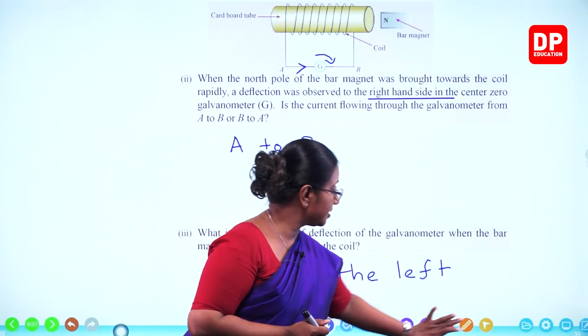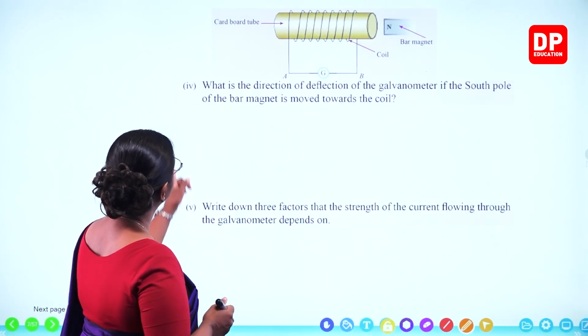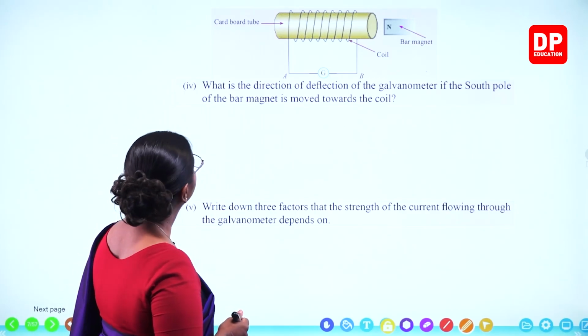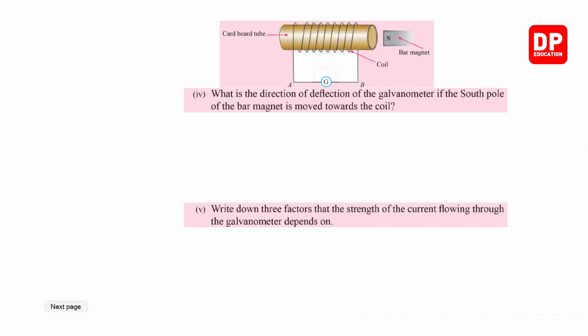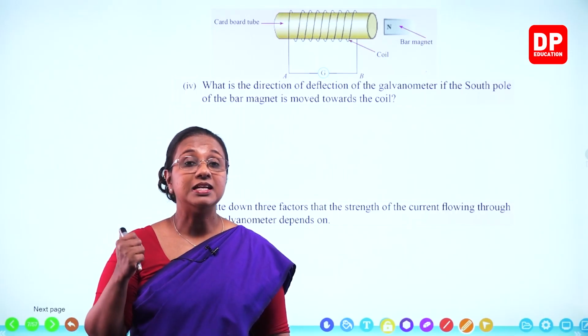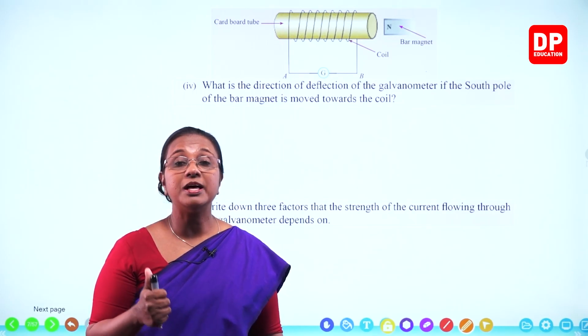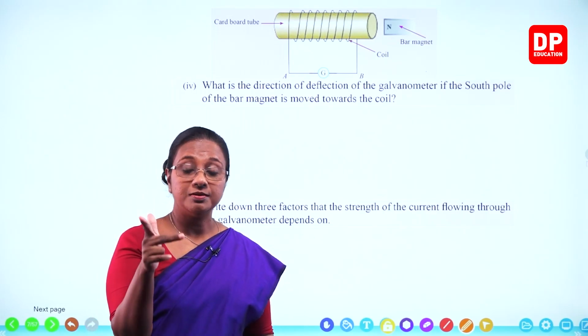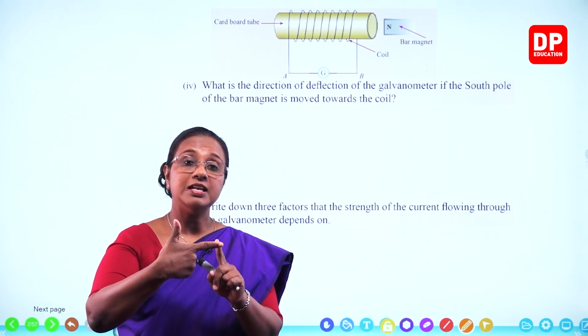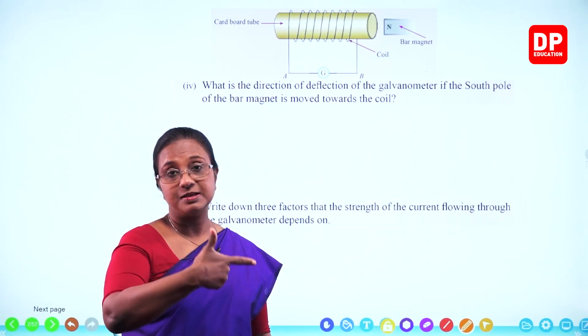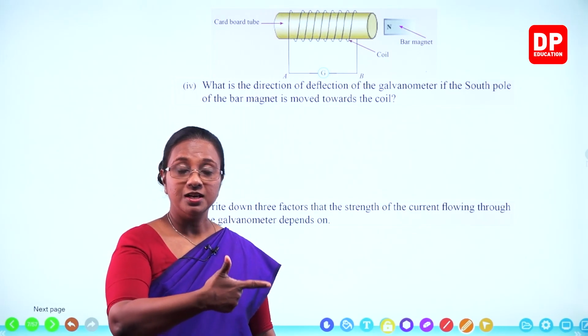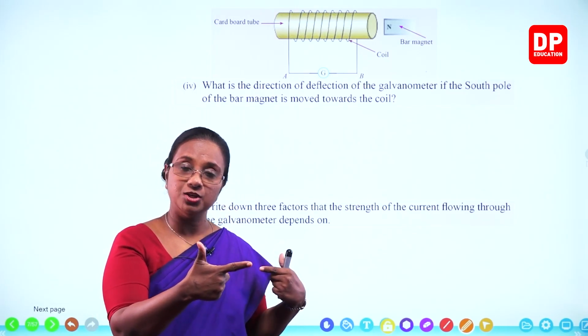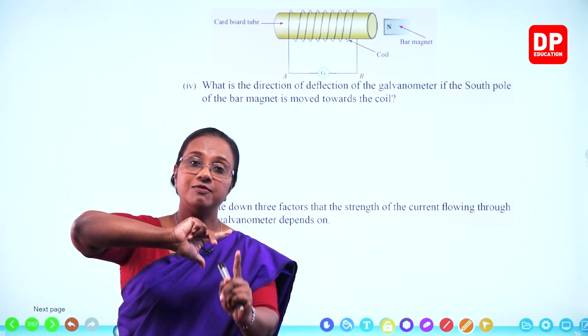So, these are the two parts. Then the fourth part of the same question, you have the same diagram. What is the direction of deflection of the galvanometer if the south pole of the bar magnet is moved towards the coil? You can remember the direction of the current flow depends on the direction of the magnetic field. We use Fleming's right hand rule. The middle finger is the direction of the current flow, the index finger is the direction of the field, and this is the motion. So, it depends on the motion. Now, if the motion is up, current is flowing towards me. If the motion is down, current flows towards you.